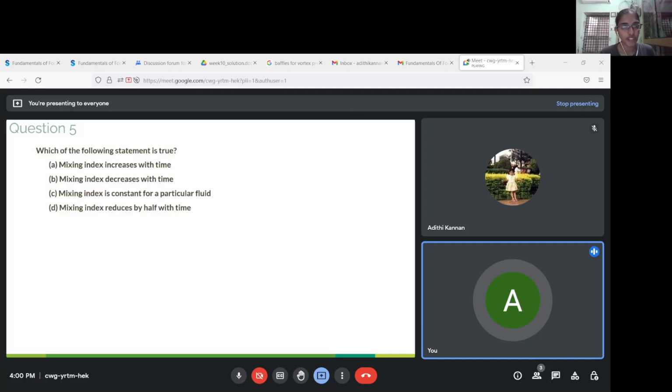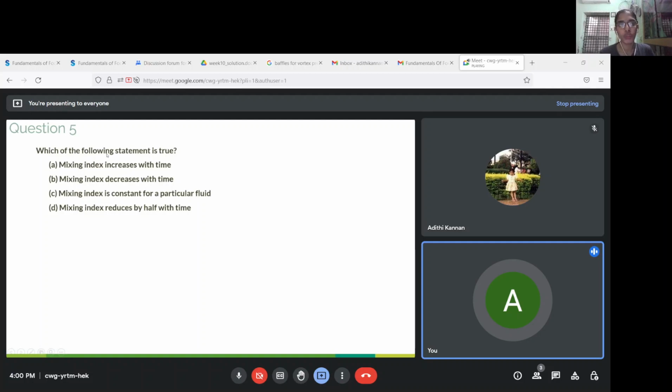Moving on to question 5. Which of the following statements is true? A, mixing index increases with time. B, mixing index decreases with time. C, mixing index is constant for a particular fluid. D, mixing index reduces by half with time.